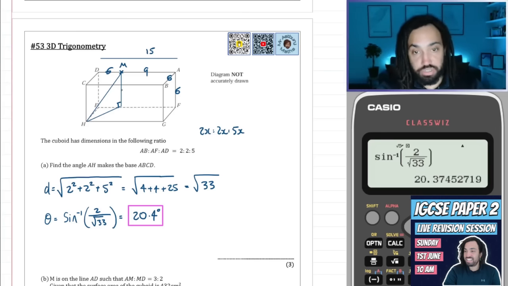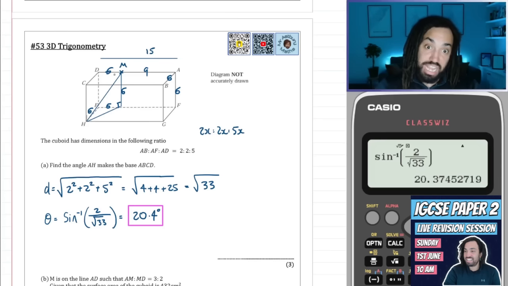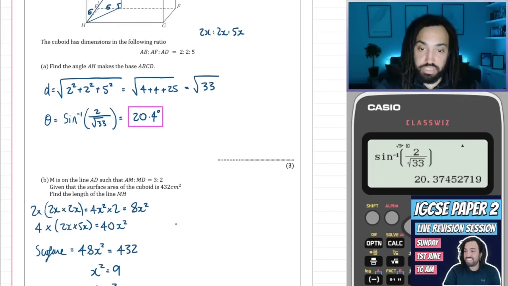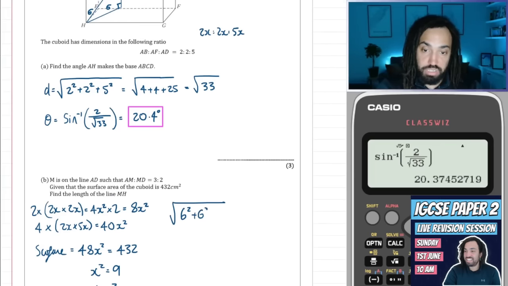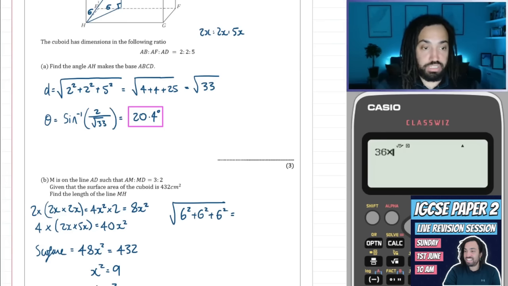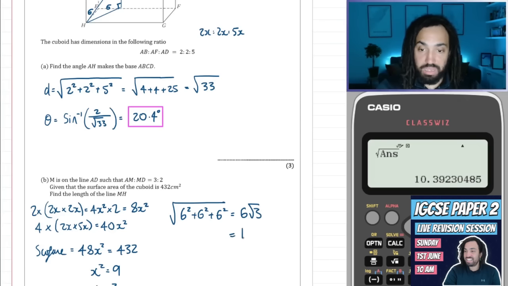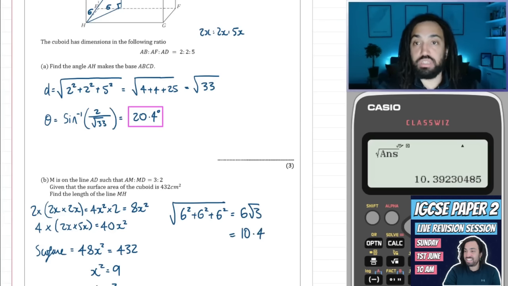So let's look at all 3 dimensions. So the height of this little mini cuboid is 6, going across is 6, and coming this way is also 6. So in fact, to work out the line there, the distance, it will be the square root of 6 squared plus 6 squared plus 6 squared, which will be, there were 3 36s there, so 108, so it's the square root of 108, which is 6 root 3. Okay, we could give it as a decimal, which is 10.3 or 10.4. Okay, perfect.